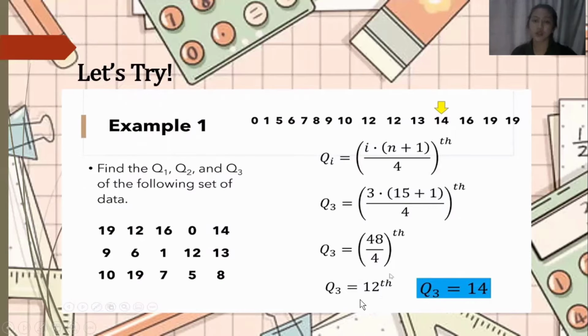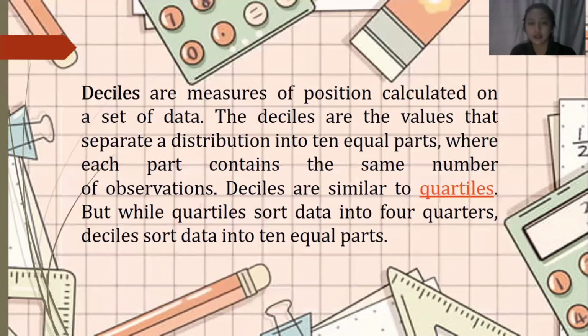Ganun po yun. So, let's count. 1, 2, 3, 4, 5, 6, 7, 8, 9, 10, 11, 12. So, yung given 14, yan, yung number 14, yun po ang ating quartile 3. Clear? So, yun. Clear po ang ating quartile.